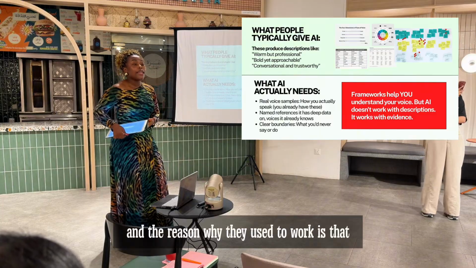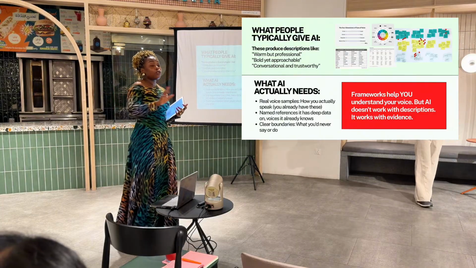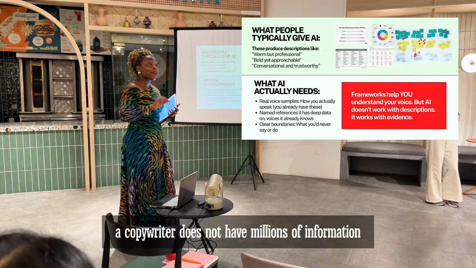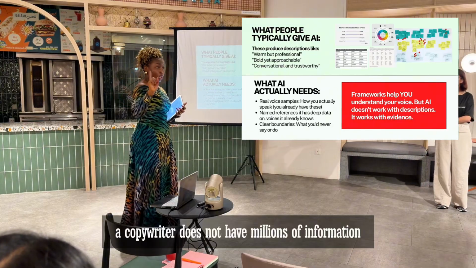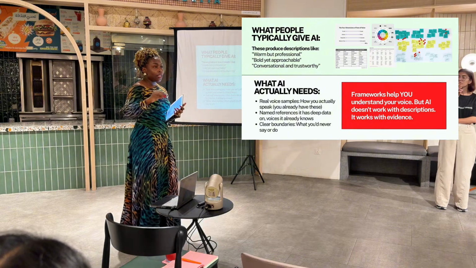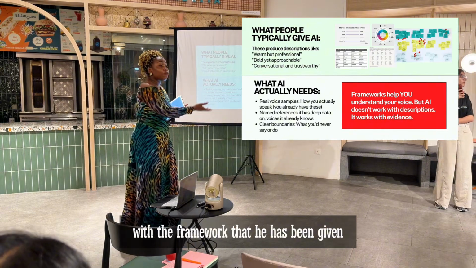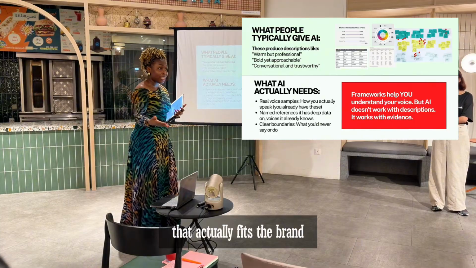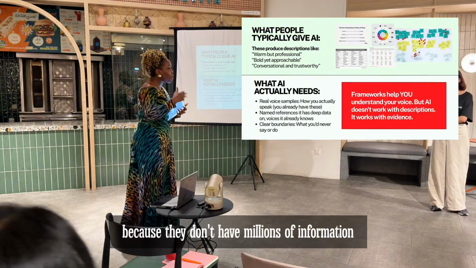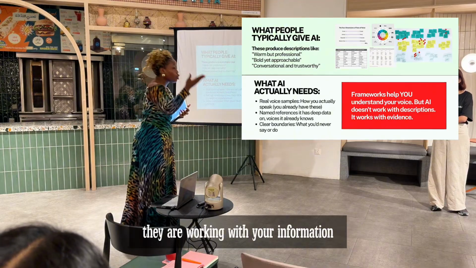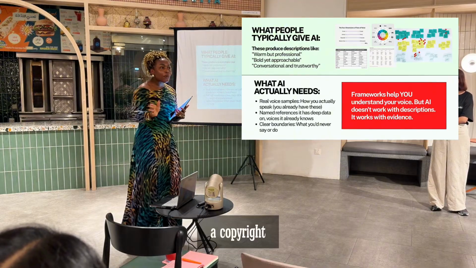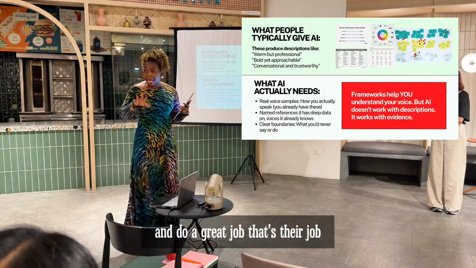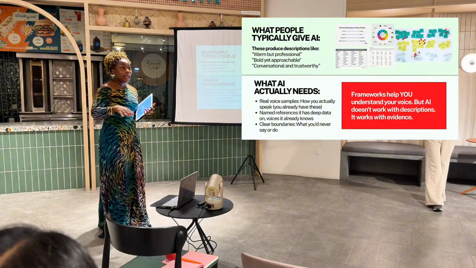And they used to work. And the reason why they used to work is that after we work on all those frameworks, we give it to a copywriter. A copywriter does not have millions of information. He's not trying to find a pattern. He just needs to know enough about you with the framework that he has been given, and they come up with a copy that actually fits the brand or fits the person. Because they don't have millions of information, they are working with your information. A copywriter can collect all this information from this framework and do a great job. That's their job.